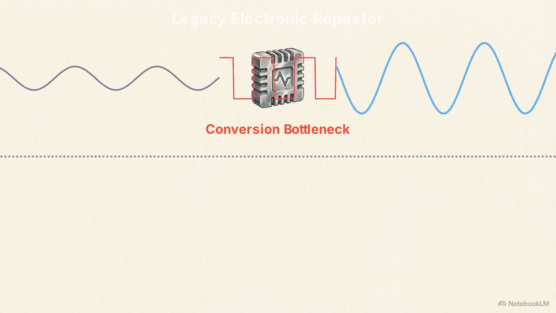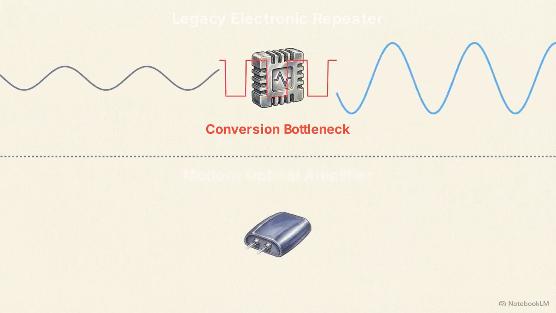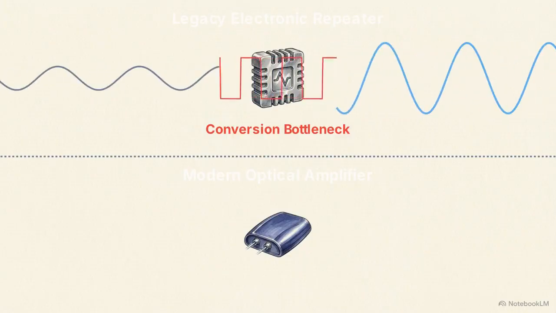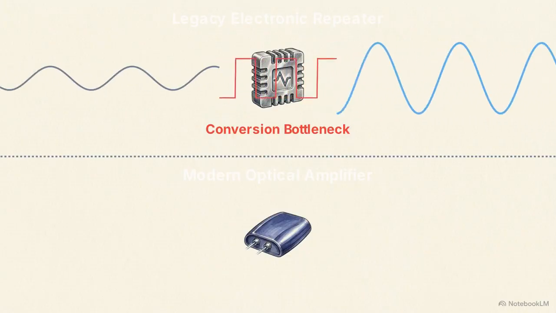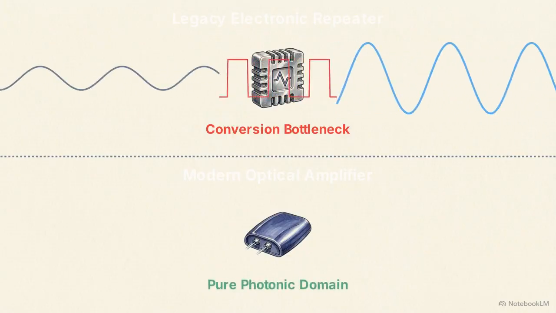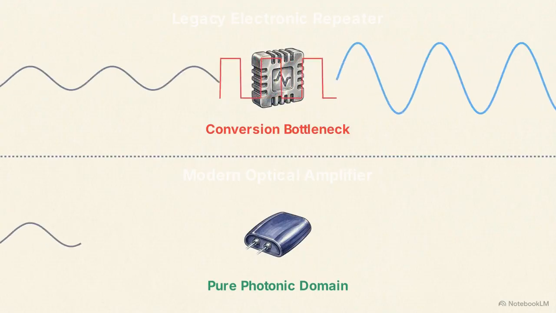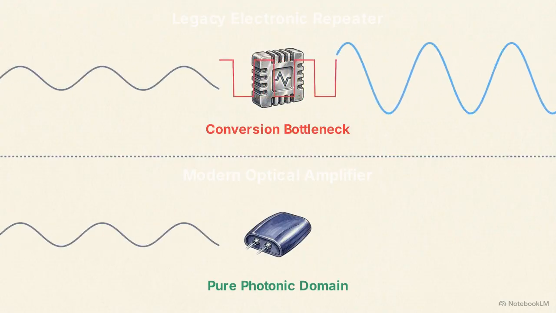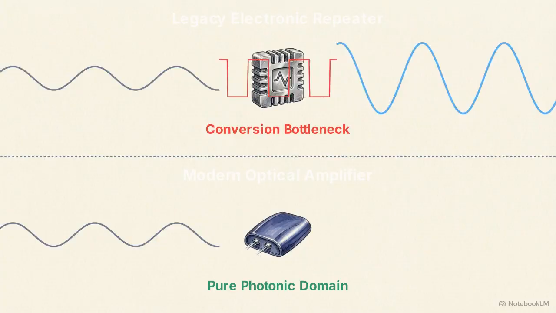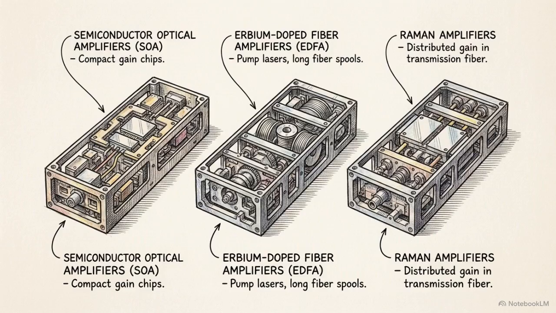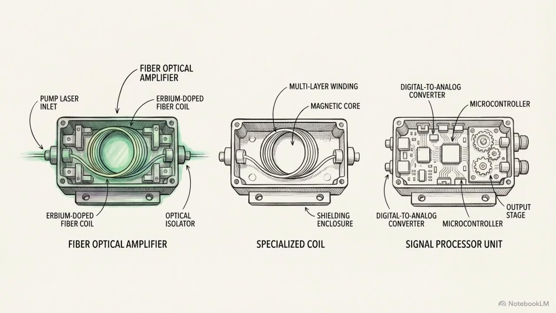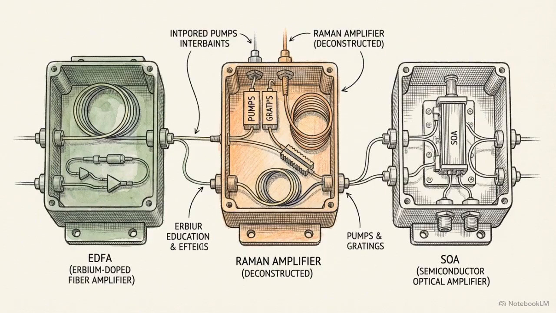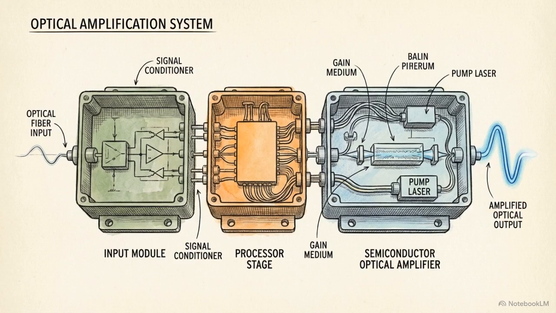Modern networks bypass this by using pure optical amplifiers. Here, the signal is boosted entirely within the photonic domain. The fading wave enters the amplification unit and immediately emerges as a high-amplitude wave, completely skipping the electrical conversion step. There are three primary categories of optical amplifiers used to achieve this: fiber optical amplifiers, or FOA, Raman amplifiers, and semiconductor optical amplifiers, or SOA.